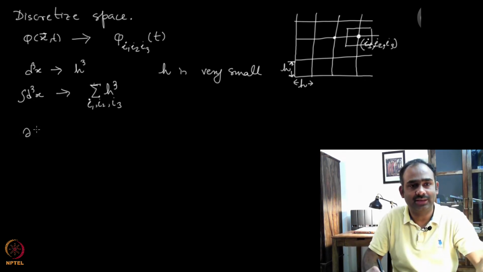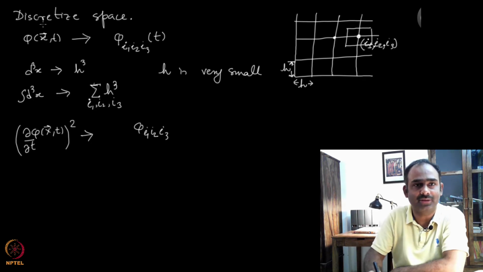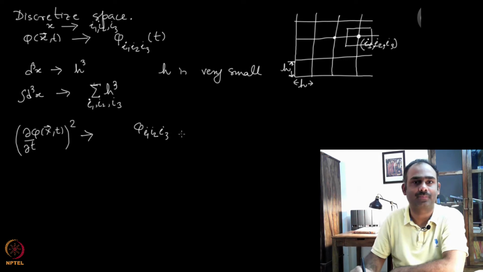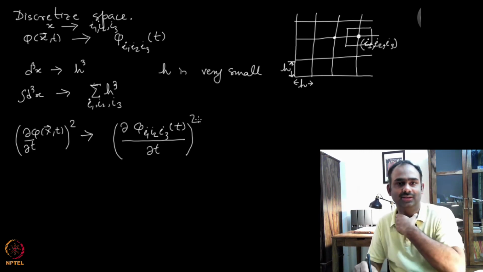And then you have del phi over del t squared, right? What does that become? It becomes phi at I1, I2, I3. So that is what your point x is. I should have written here x goes to I1, I2, I3. And as I said, this is a function of time. So del over del t squared.